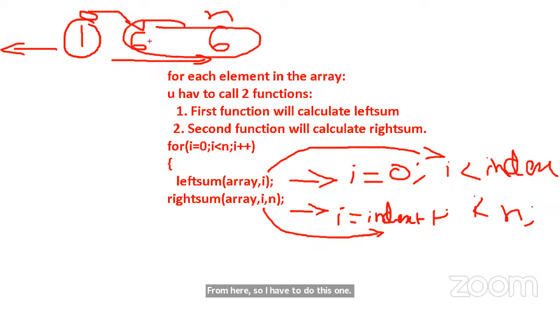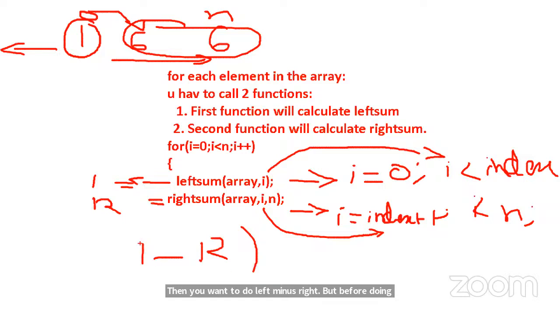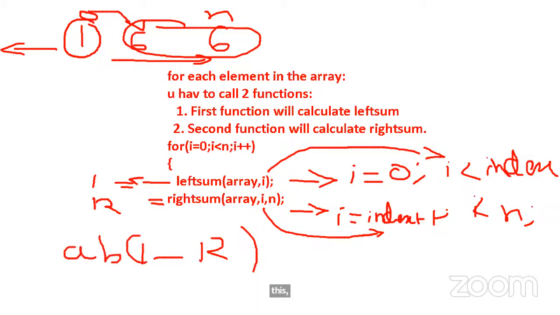Once that is done, what is pending remaining? We have to do the left minus right. Whatever value this left sum returns, we will store in some other variable called left, and this value will be stored in another variable called right. Then you have to do left minus right. But before doing this, you have to be very careful: you have to take the absolute value. Why absolute value? Because we are ignoring the negative values. Even if the right value is lesser than the left value, we still have to consider it as a greater value. So we have to take the absolute value, correct?